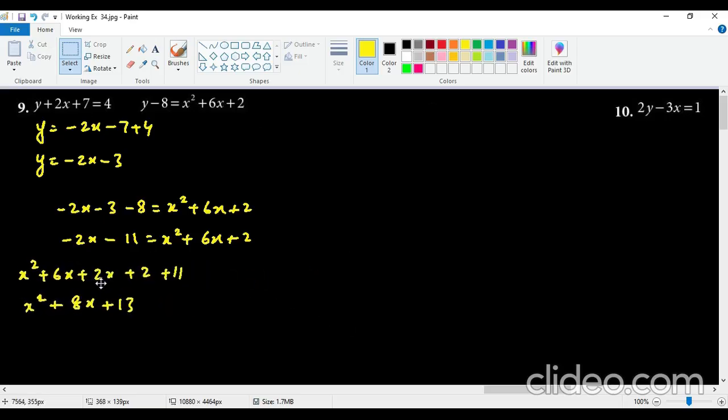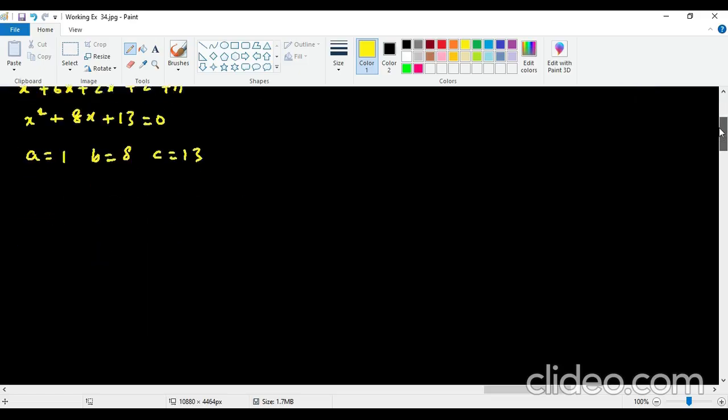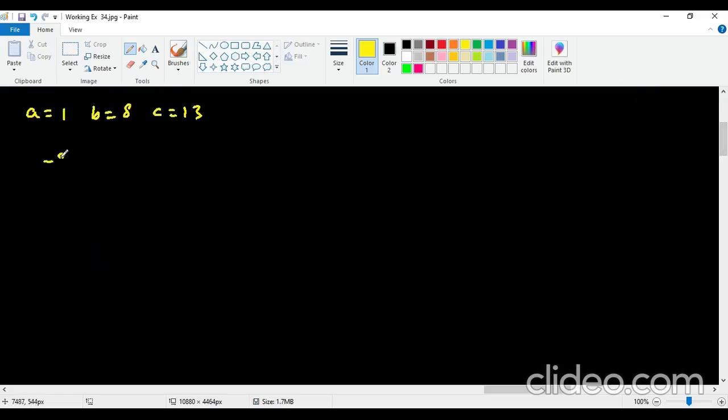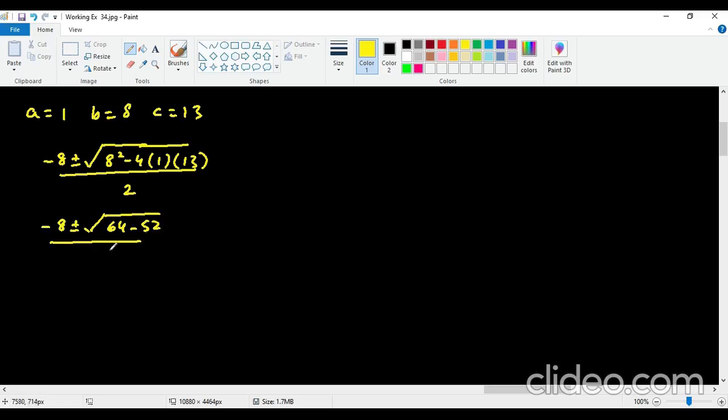Since this is a quadratic equation, a equals 1, b equals 8, and c equals 13. I will put this in the quadratic formula: minus b plus minus the square root of b squared minus 4ac, over 2 times a, which is 2 times 1. So I will just write 2. Minus 8 plus minus the square root of 64 minus 52 over 2. 64 minus 52 is going to give us 12 over 2.